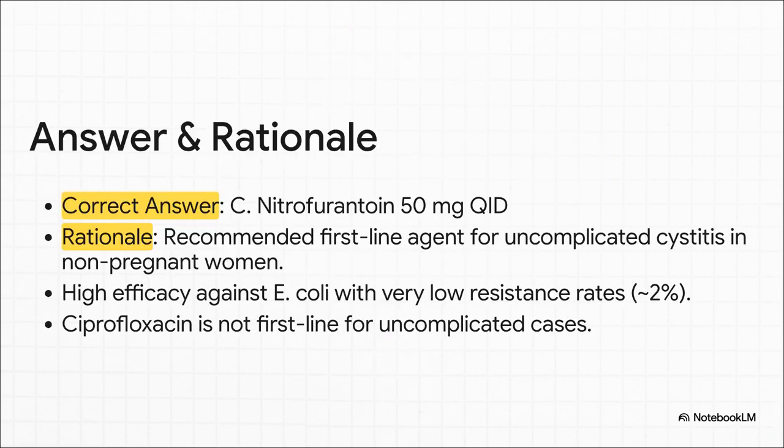The correct answer here is C, nitrofurantoin. It's the recommended first-line agent for this exact clinical scenario because it is highly effective against our number one suspect, E. coli, and it has that well-established low resistance rate. An agent like ciprofloxacin is not a first-line choice for uncomplicated cases. We need to reserve it to combat resistance. Amoxicillin and azithromycin are really for specific pathogens or suspected STIs, not this presentation.